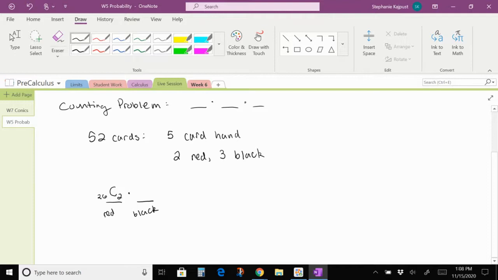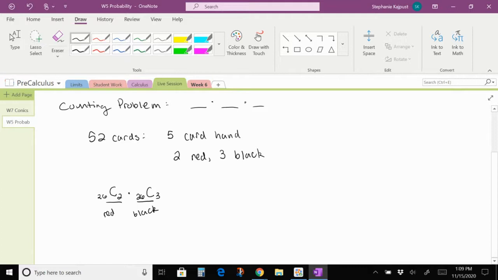But there's multiple ways to get those number of red cards. There's not just 26 different red cards. You're picking 2 and then you can do them in different orders. So we have to have a combination there. And then it's the same thing with the black card, where there's 26 black cards and we want 3 of them.